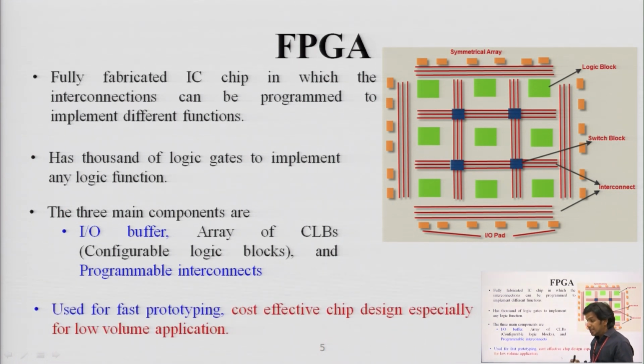So, this kind of prototype like FPGA, which is a fully fabricated IC chip, can be used to design a faster prototype which is cost effective, especially for low volume applications. Like if someone wants to have an outcome and wants to check whether they are getting a proper output or not, you can design that with the help of FPGA. Clear. We will also see what steps we follow and how we go from design to output.